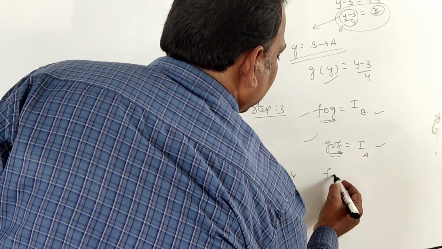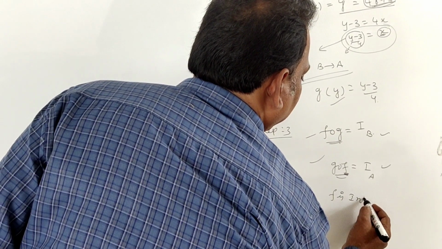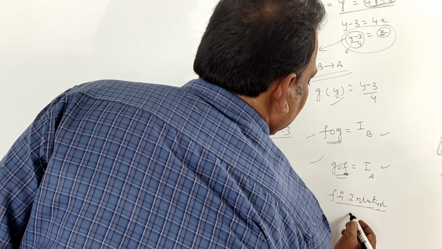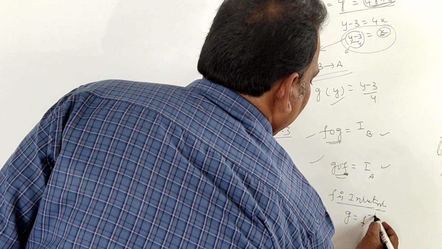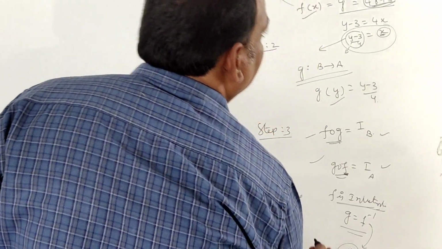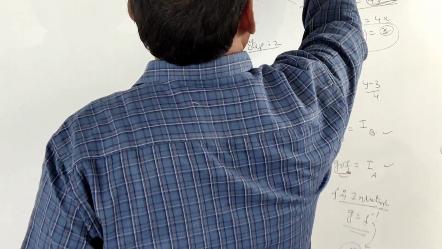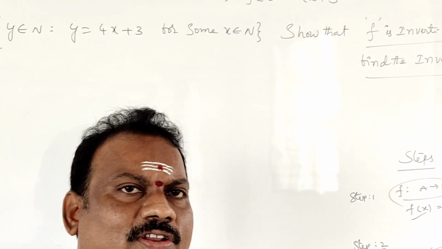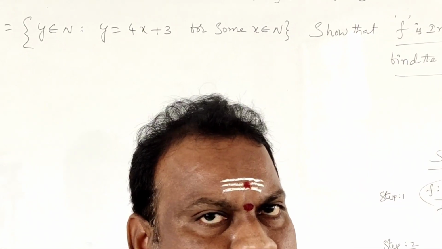So, f is invertible. If it is invertible, what is its answer? g is equal to f inverse. So, you can write finally the f inverse value, that is, find the inverse, and we have to show that f is invertible. So, it will always include 4 steps.